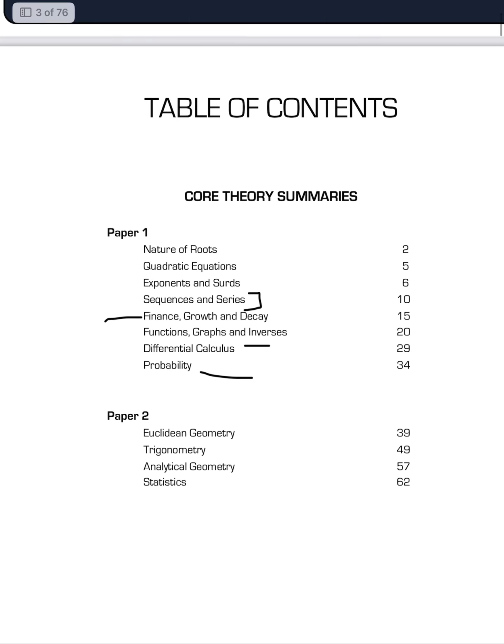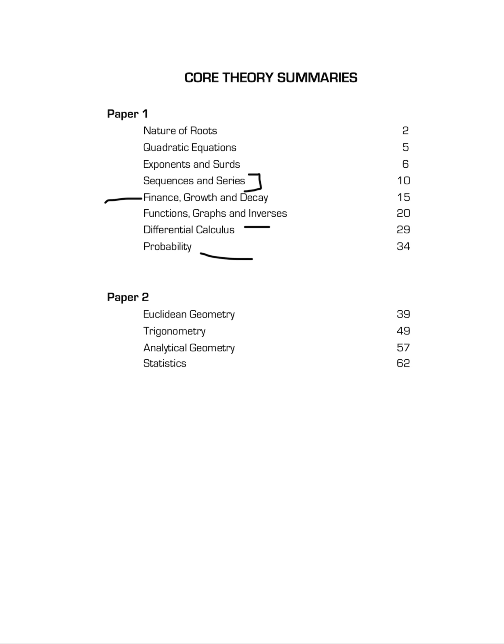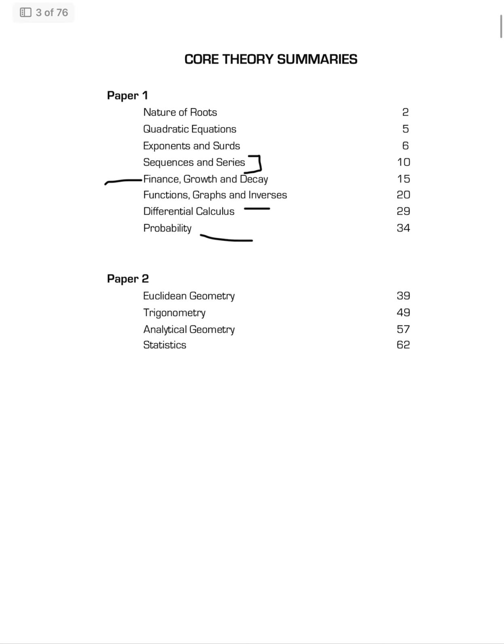And then when it comes to paper 2, the main topic is Euclidean geometry, and then followed by trigonometry, I believe. I think in that order, then followed by analytical geometry. The last topic, and which has the least marks, is statistics. So the most marks are with Euclidean geometry.